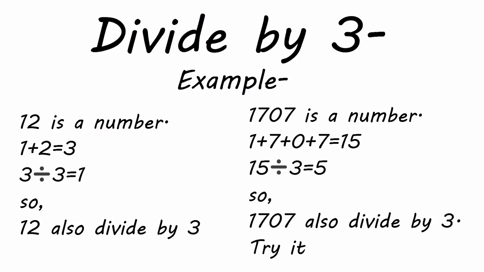The number 1707. The digits 1 plus 7 plus 0 plus 7 equals 15, which is divisible by 3. It turns out that 1707 divided by 3 equals 569.